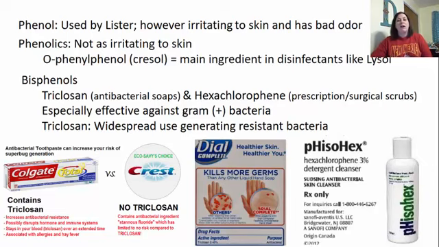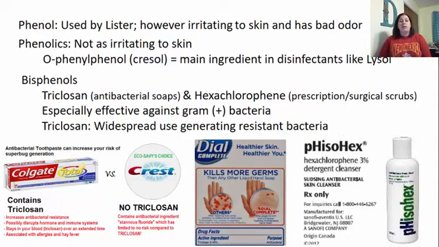One of the main groups is what we call cresol. It's the main ingredient in disinfectants like Lysol. And then the bisphenols are like the triclosan. This is in antibacterial soaps. We also have the hexachlorophene. This is found in some prescription or surgical scrubs. And this is especially effective again against the gram-positive bacteria.